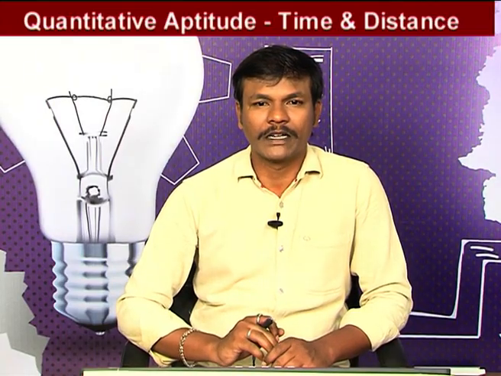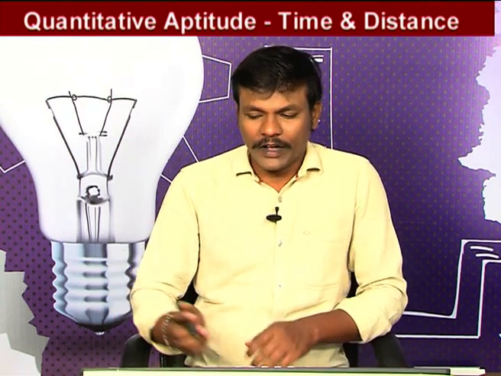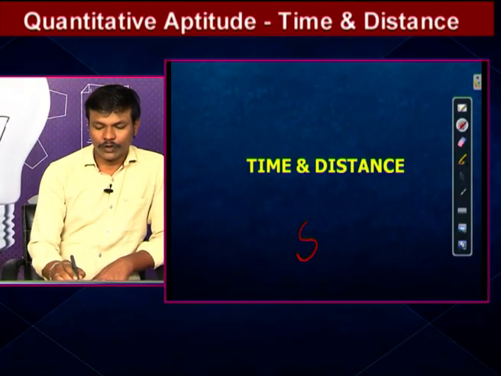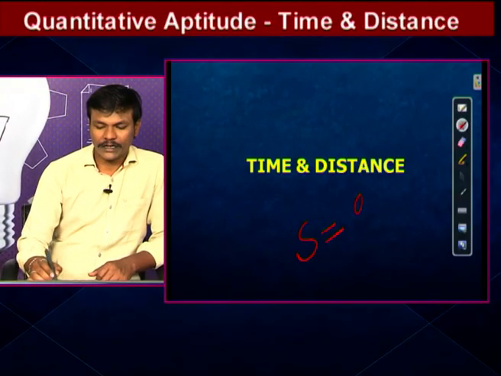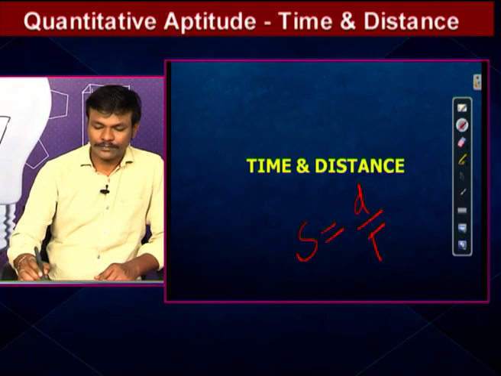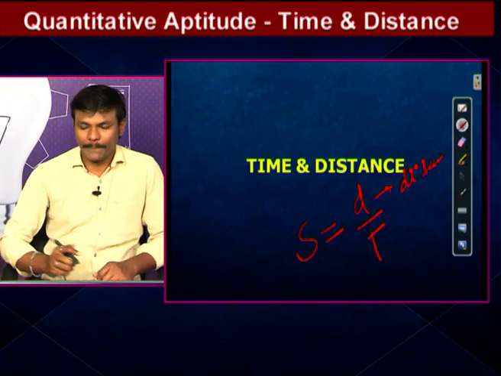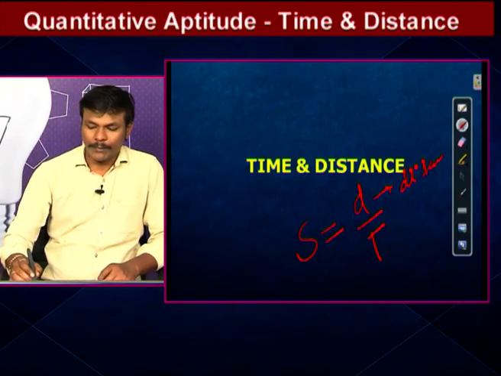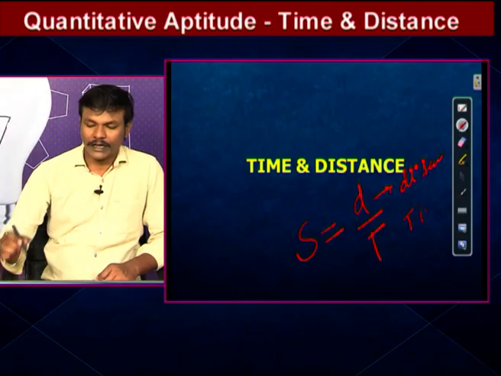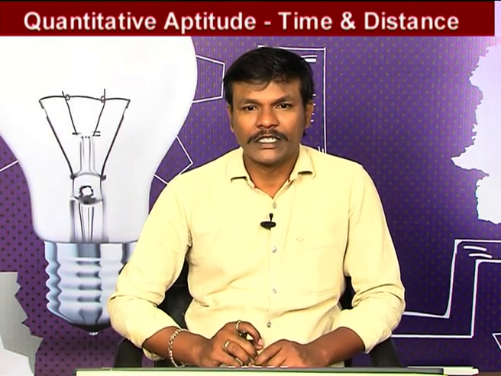The speed is nothing but the distance a person completed in a given time. That is called the speed. So speed S is equal to D by T. D is distance, the distance a person has completed. T is time, the time in which he completed the given distance. That is nothing but speed is equal to D by T. The speed is the relationship between the distance and time.